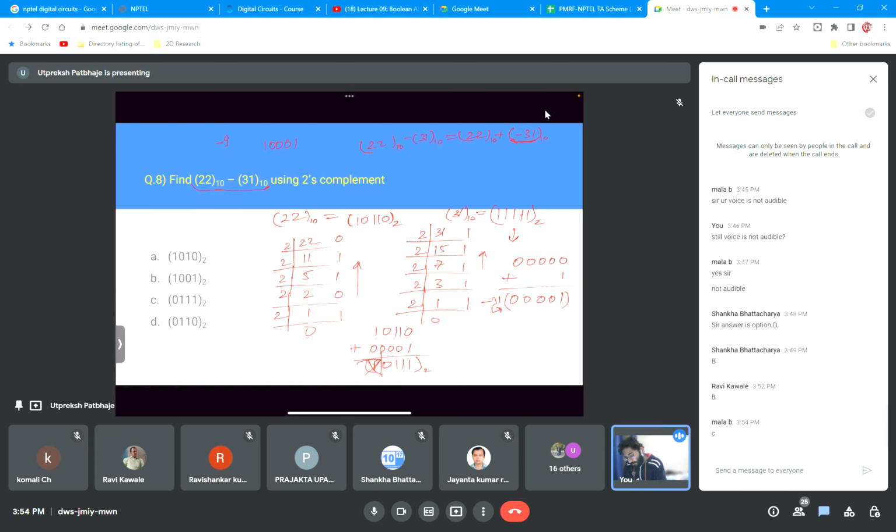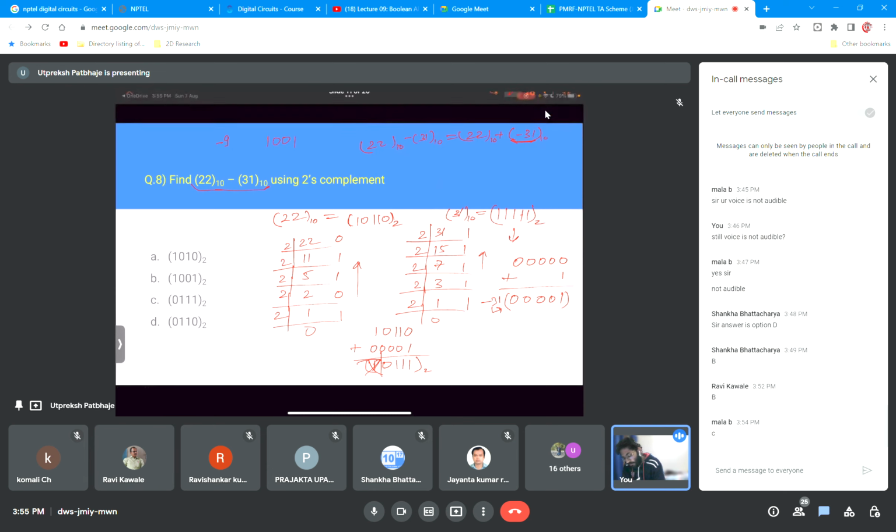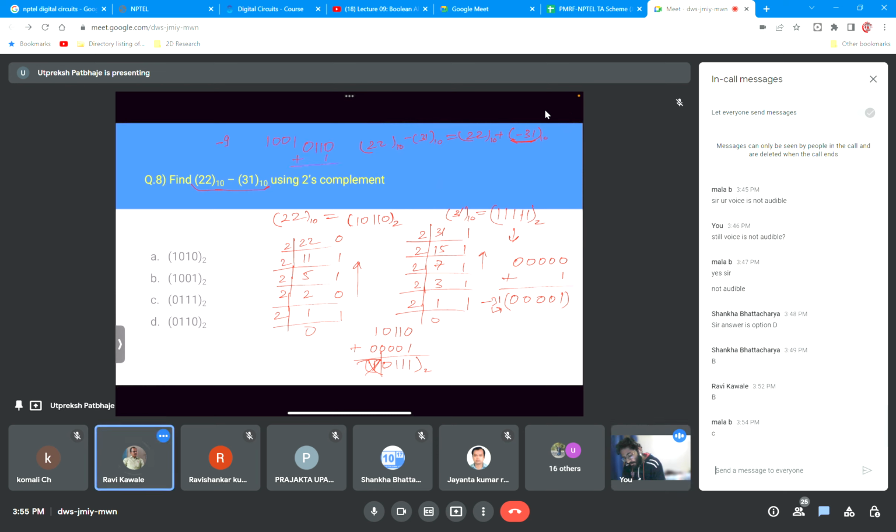So this is 9. If you convert it to 2's complement, 0 1 1 0, and then you have to add 1, you will get 0 1 1 1. So see, even if you forget that, you have to discard this carry.